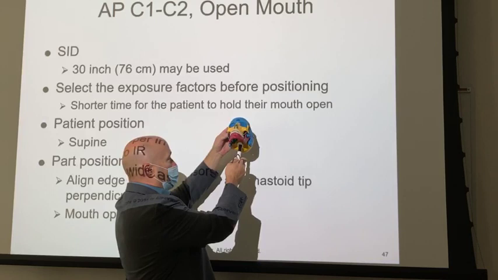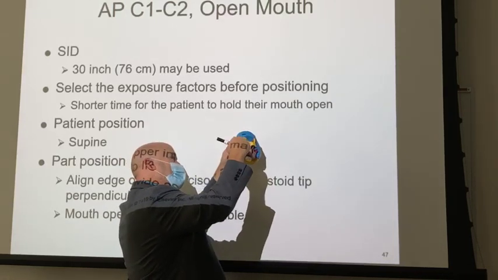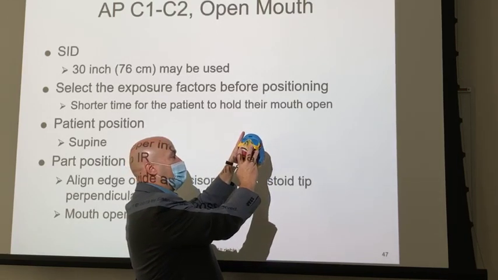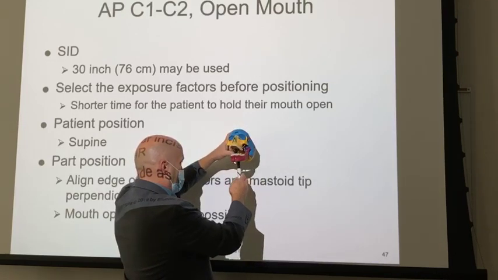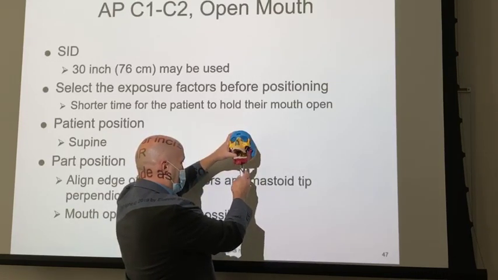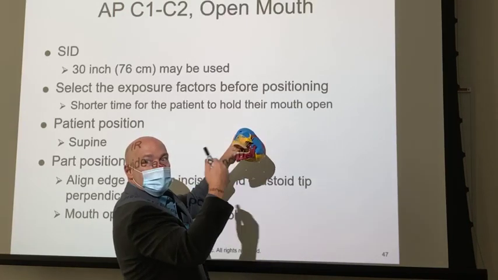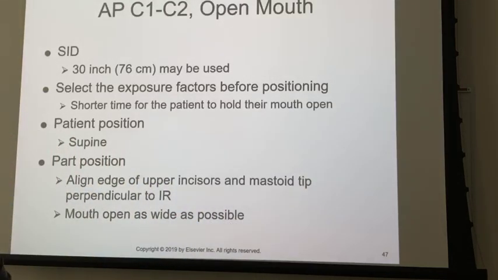And then what we're going to do is, instead of using a 15, 20 degrees cephalic angulation, we're not going to angle, we're going to shoot right through the center of the mouth that's open as wide as the patient can tolerate it. So that what we should see is the odontoid process right through the middle of the open mouth. So we should see C1 and C2 through the middle of the open mouth.